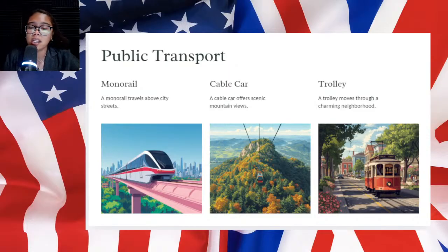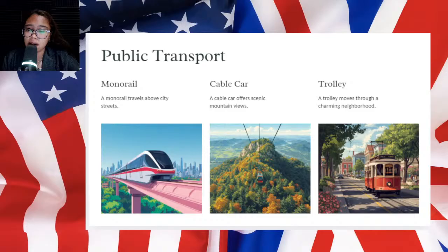As noted here, a trolley moves through a charming neighborhood. So they're very similar to the trams that we discussed earlier. Trolleys are often painted in bright traditional colors like red or green and have large wooden seats and brass bells that go ding ding to let people know that they are coming. So this is really a friendly way to travel. So that is a trolley.